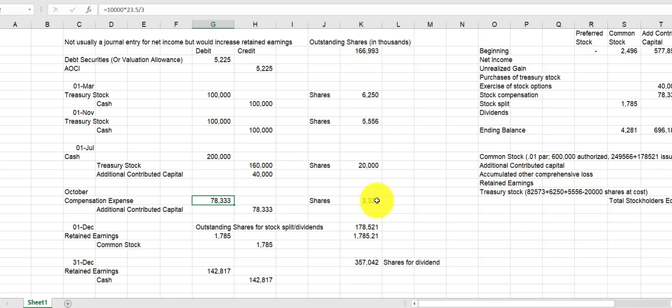That's going to make our shares outstanding go up by, it was 10,000, right? And 1/3 of them were earned, so divide by 3, okay? Round off.